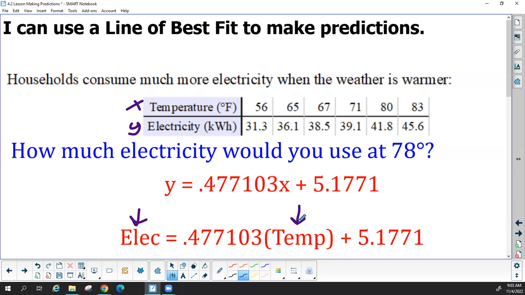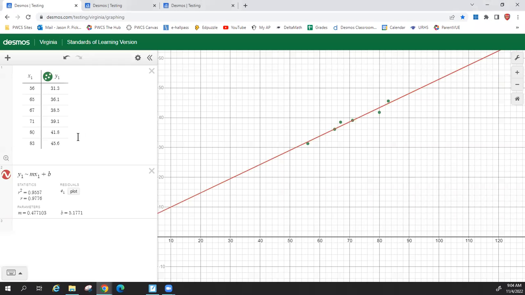So we can use this equation to make predictions for the amount of electricity we'll use based on what temperature it is. Now, these are only predictions, they're not guarantees, but we can make a prediction based on our information. We want to make a prediction about how much electricity we'll use at 78 degrees Fahrenheit, to be specific.